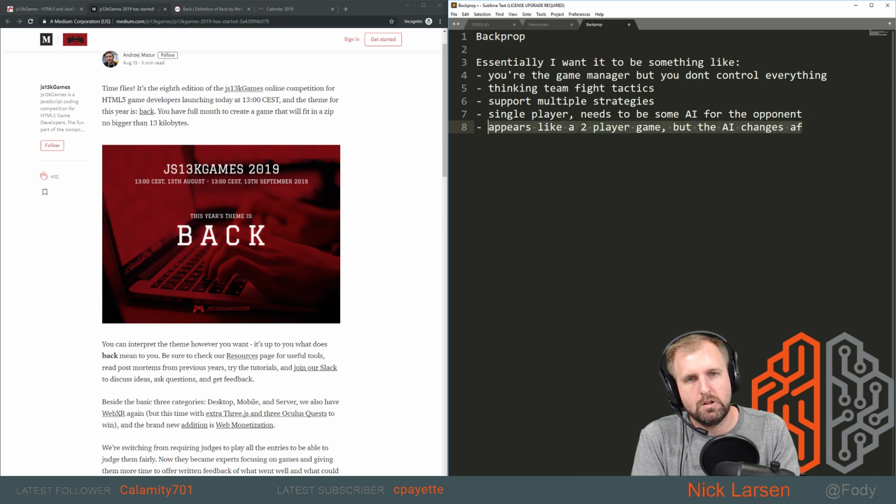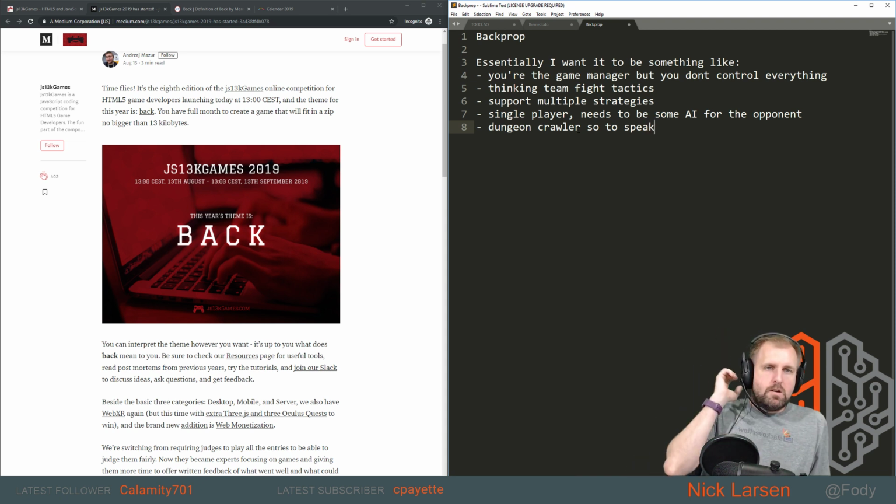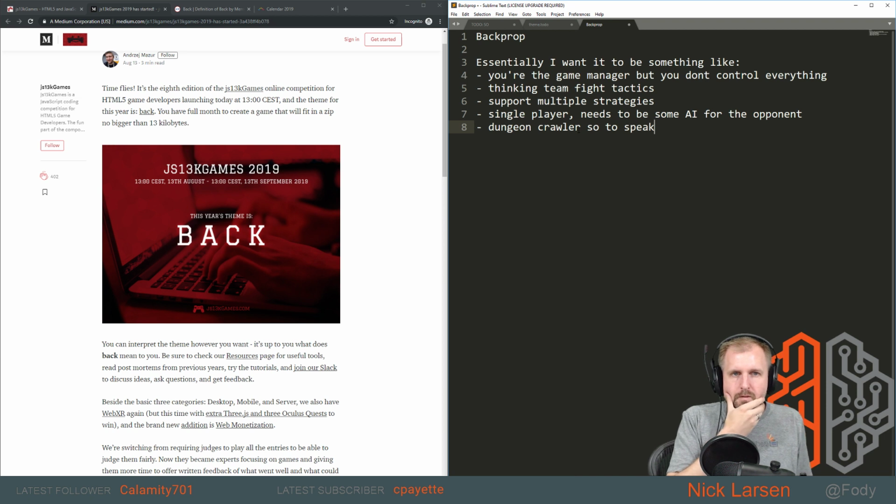Sort of like a dungeon crawler, maybe. So your job is to set the strategy and position your players around the board, and then it sort of does its own thing. The individual players play themselves, the minions that you control.